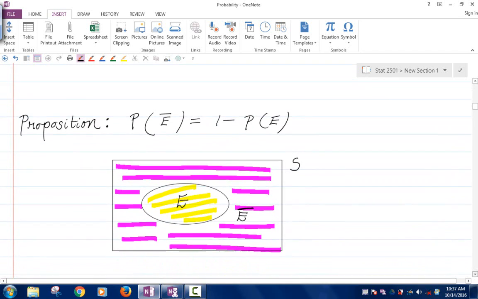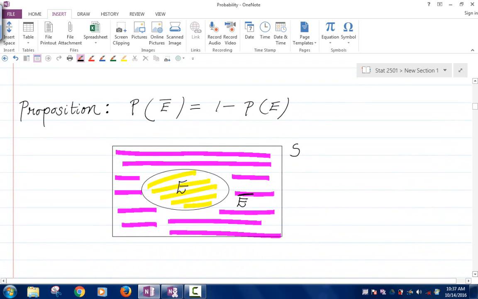Okay, more theorems, more results that we can obtain from the axioms is what I want to go over now. So we have a proposition that says the probability of the complement of E is the same as 1 minus the probability of E. The probability of E complement is 1 minus the probability of E, which I think you would agree is something that you would have suspected.